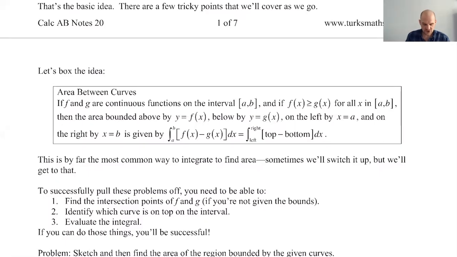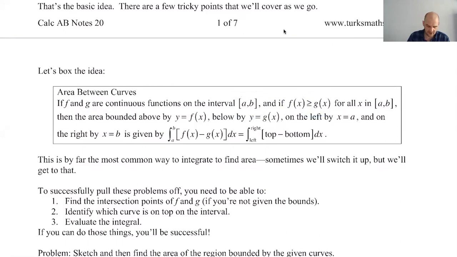All right, back. This is page 2, notes 20, Calc AB. We're talking about area of a region bounded by curves. And the very basic idea is in this box, so area between curves. F and G are continuous on a closed interval from A to B. F of x is always the top curve, so f of x is greater than or equal to g of x for all x in the interval.